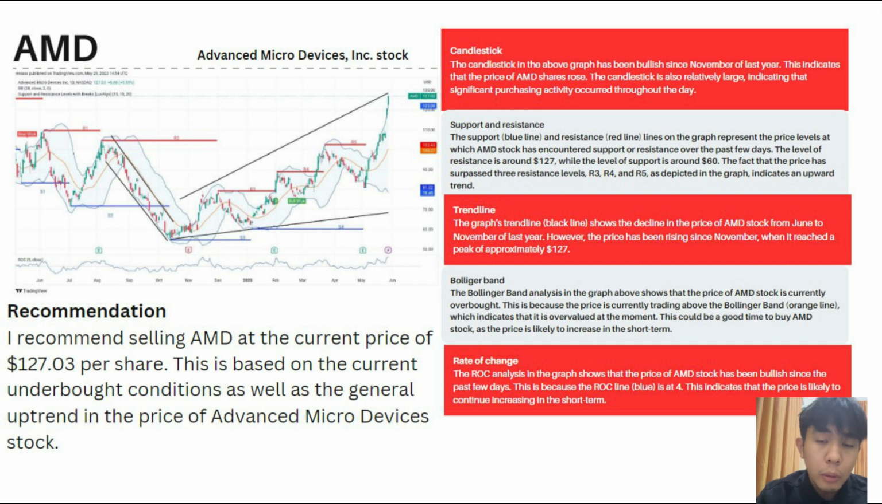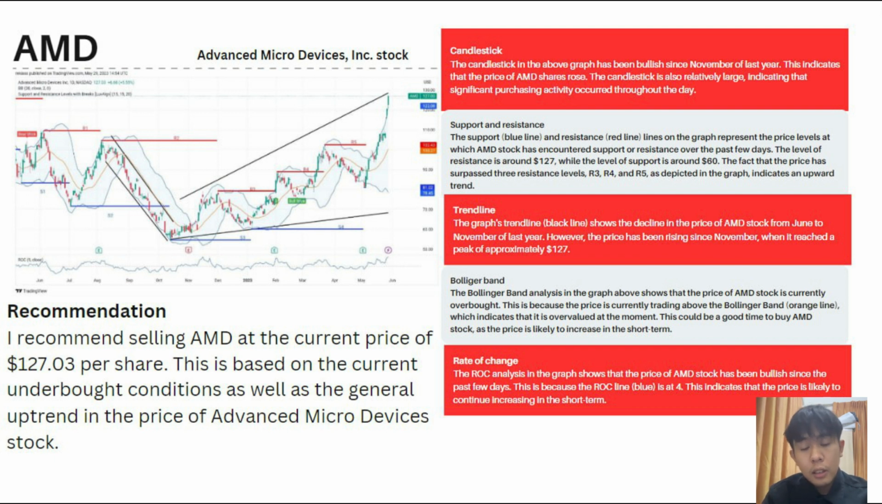The trend line, black line, in the graph shows the fall in the price of AMD stock from June to November of last year. However, the price has been growing since November, when it peaked over $127. According to the Bollinger Band analysis in the graph above, the price of AMD stock is currently overbought. This is because the price is currently trading over the Bollinger Band orange line, indicating that it is currently overvalued. This could be an excellent moment to buy AMD stock because the price is expected to rise in the near future.